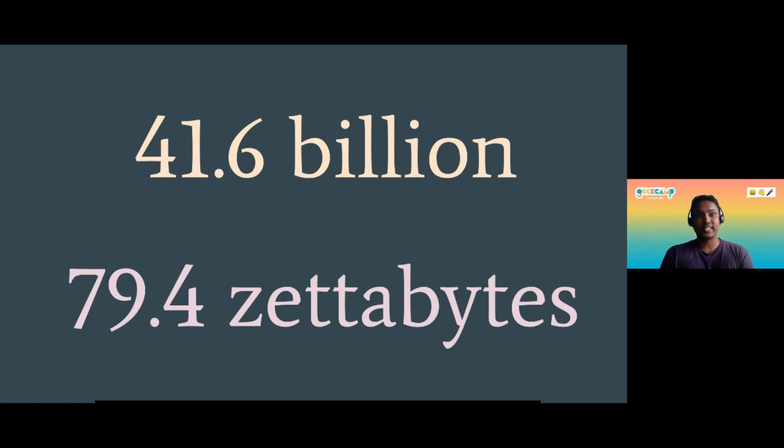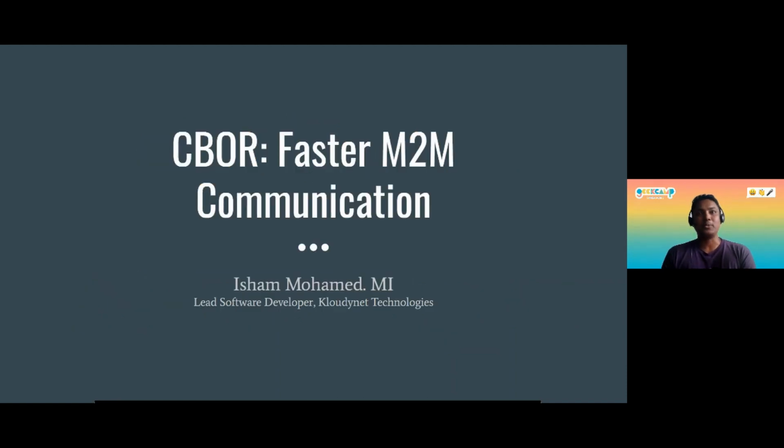41.6 billion devices and 79.4 zettabytes. That is precisely, I think, 79.4 billion terabytes, which is what is predicted in the case of the Internet of Things in 2020 by the latest IDC report. So the numbers are so huge. And let's talk about CBOR for fast machine-to-machine communication. And I am, by the way, Isham Mohamed, lead software developer for Kloudynet Technologies.